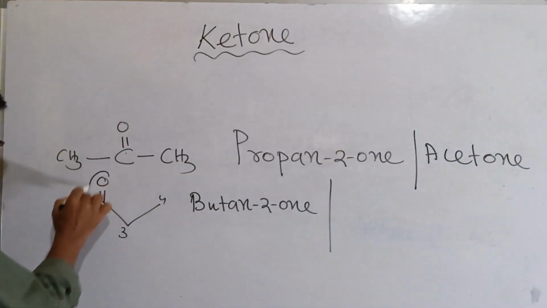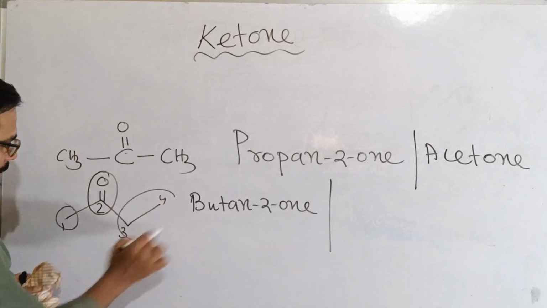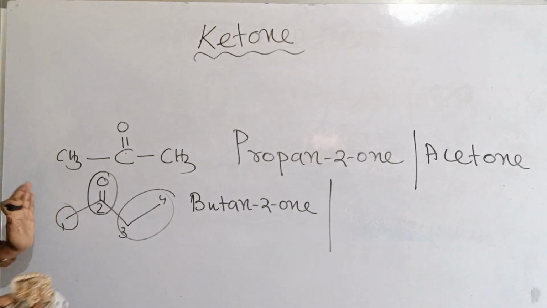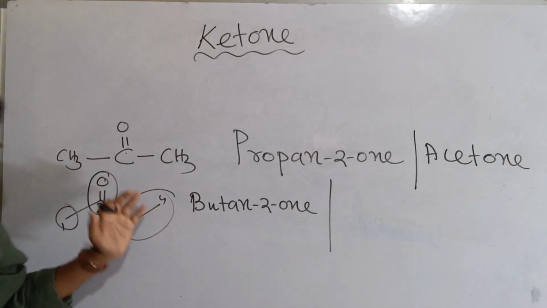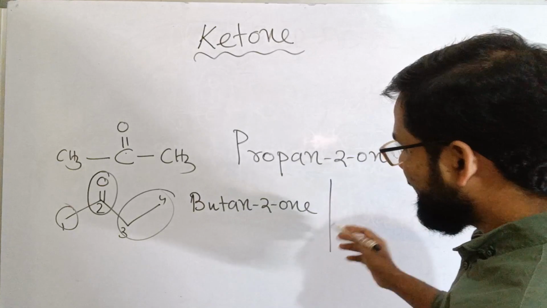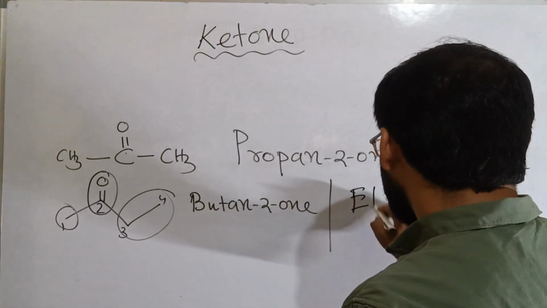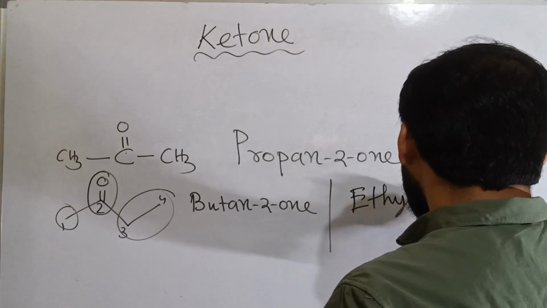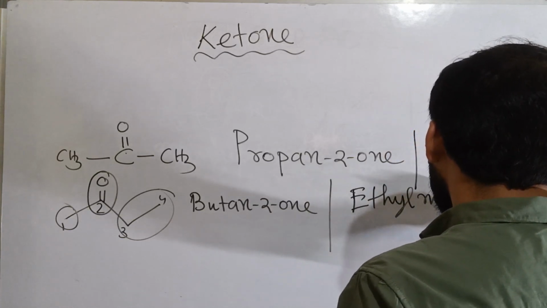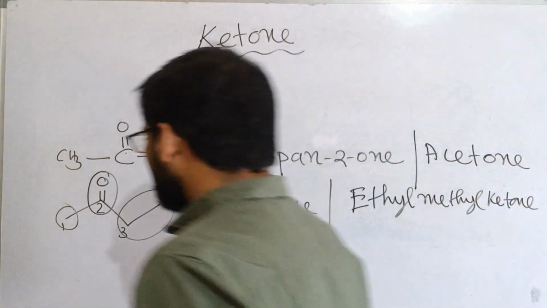So for that functional group, the left side has 1 carbon, the right side has 2 carbons. So the left side is methyl, the right is ethyl. Alphabetically E will be first, so that's why ethyl methyl ketone. So the common name here is ethyl methyl ketone.